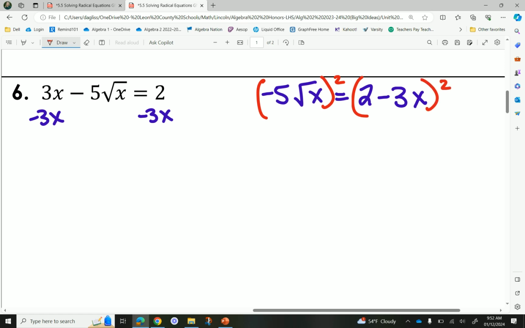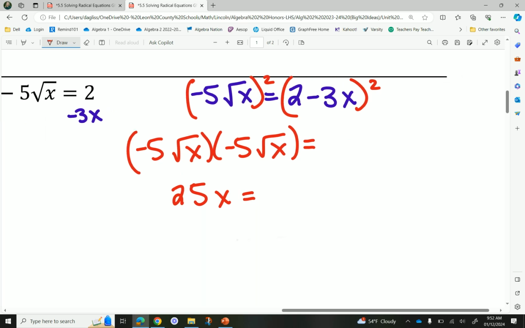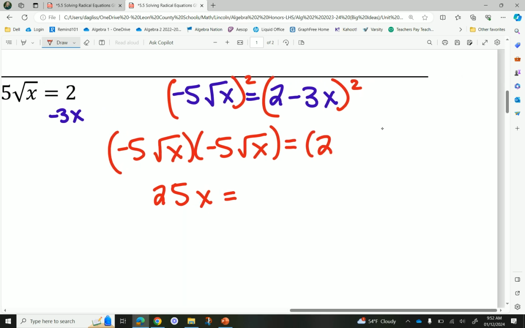So we're going to square both sides. Remember what squaring means, by the way. When we are squaring, we're multiplying things to itself. So that's why over here, negative 5 squared is negative 5 times negative 5. That's 25. Square root of x squared is the square root of x times the square root of x. That's why it's just x. Why do I point this out? Because look at what the other side is. 2 minus 3x, 2 minus 3x. Those are two binomials. So what's our favorite four-lettered F word? Foil! We have to foil.